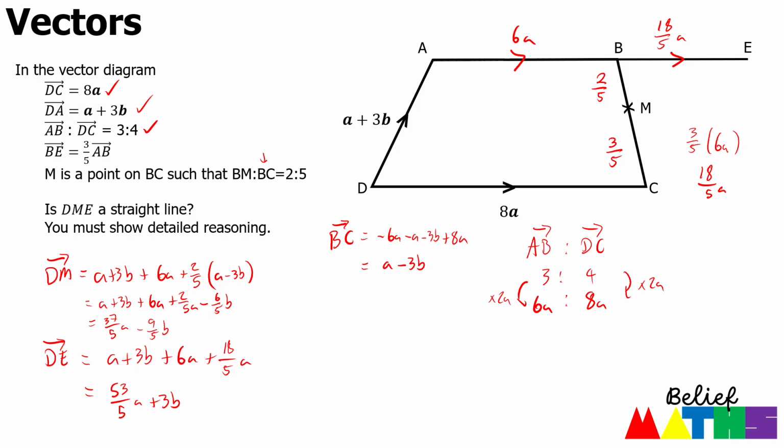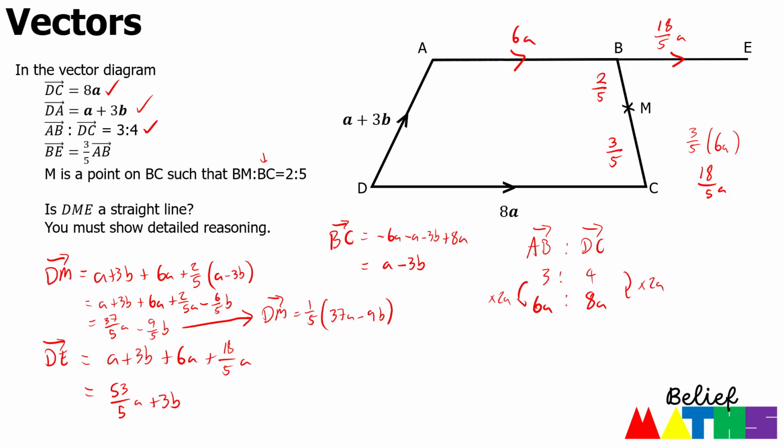Now we can then see if we factorize DM, DM can be written as 1/5 times 37A minus 9B. And if we look at DE, we can see that they're not multiples of one another. If I divide my 9 by 3, you can see that's not going to work if I divide the 37 by 3 to get to the same answer.